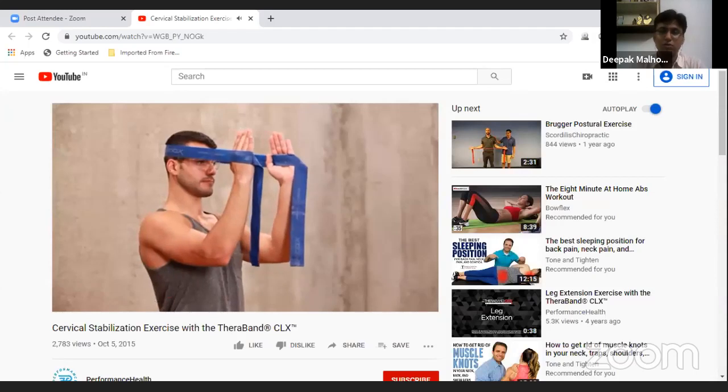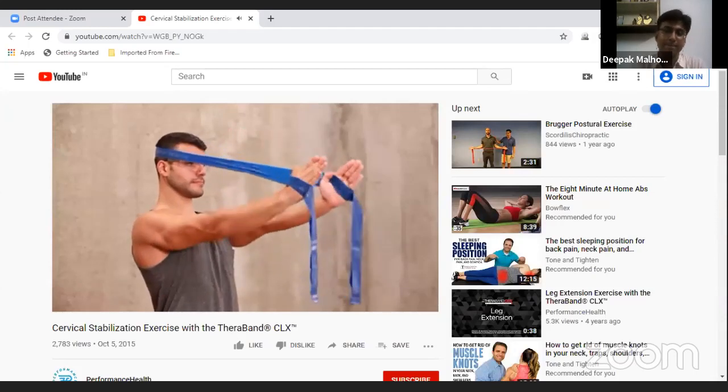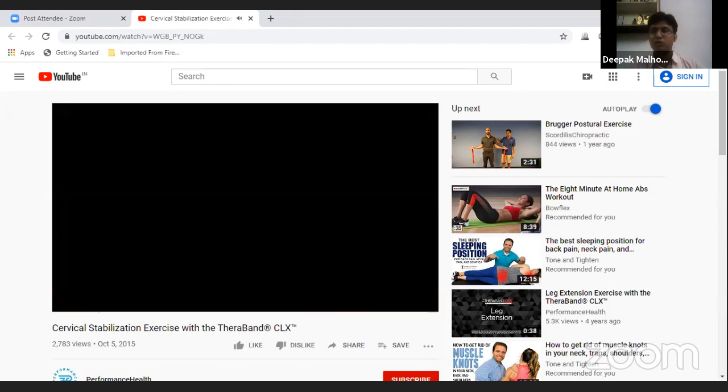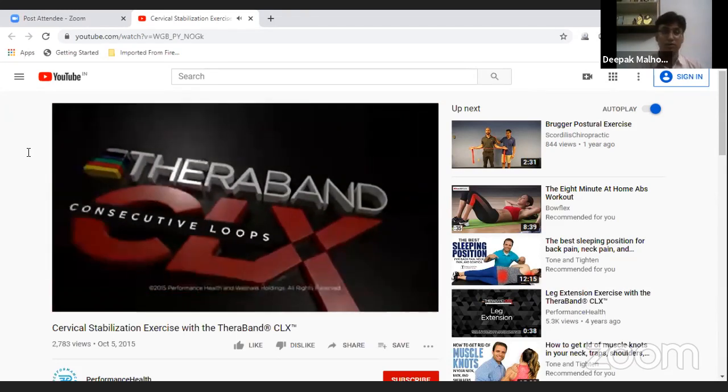So this is what is vector training, and this is a new way of doing your cervical isometrics or cervical stabilization. And you can easily progress when you are moving from one band to another band depending upon the color code. Okay.